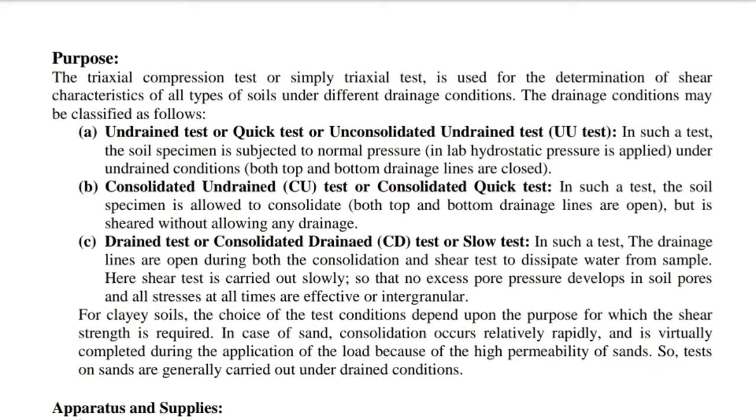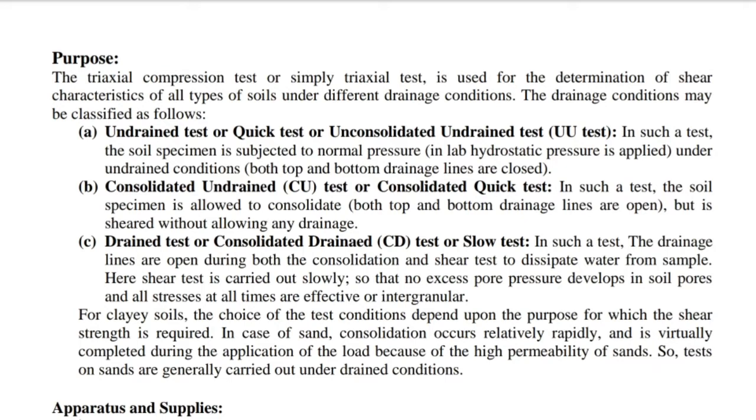The drainage conditions may be classified as follows. A. Undrained test or quick test, or unconsolidated undrained test (UU test). In such a test, the soil specimen is subjected to normal pressure. In the lab, hydrostatic pressure is applied. Under undrained condition, both top and bottom drainage lines are closed.